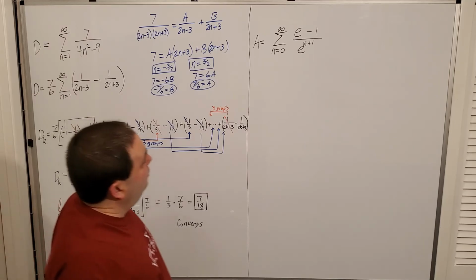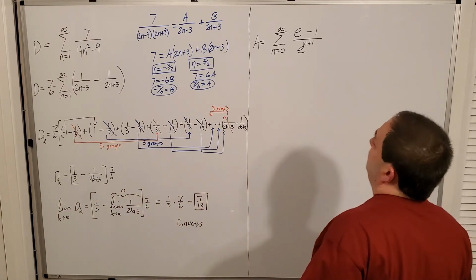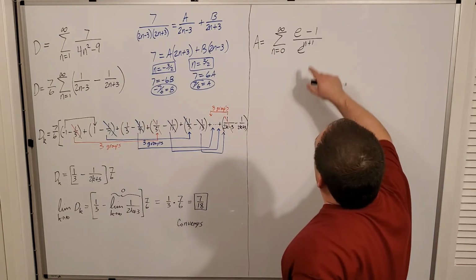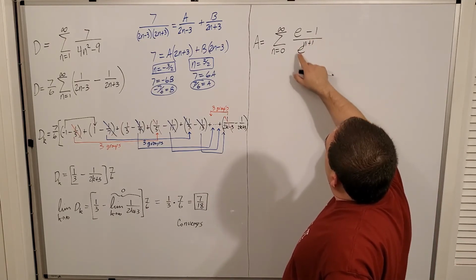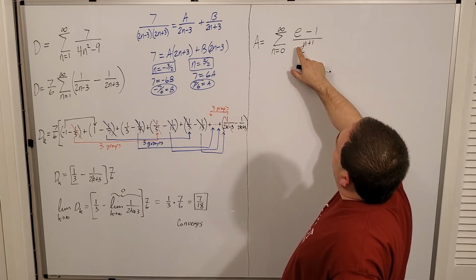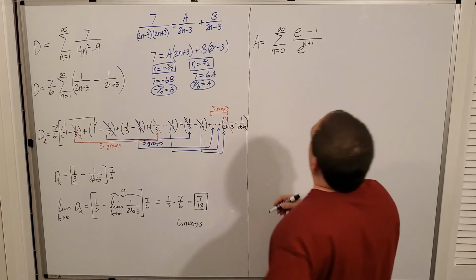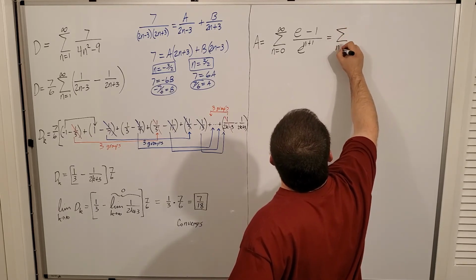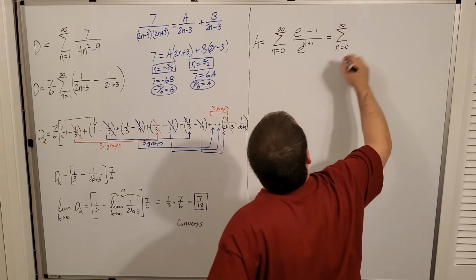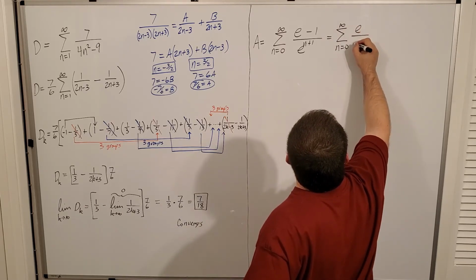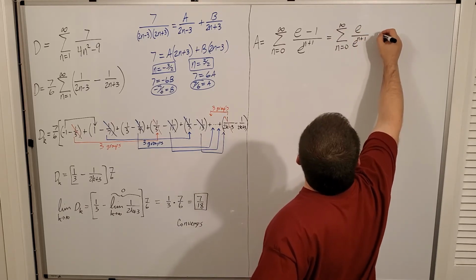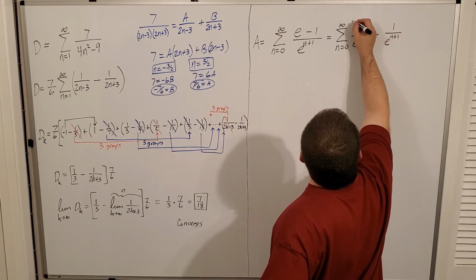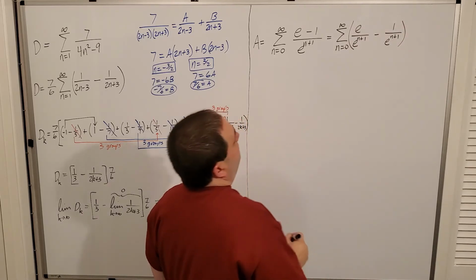Okay, one more example. This one I don't even need to use partial fractions. I simply notice that I can split this denominator between each of these two, and only one of them is going to algebraically reduce. So I end up with something that looks like this, 0 to infinity, e over e to the n plus 1 minus 1 over e to the n plus 1. I'll just put a parentheses like that.